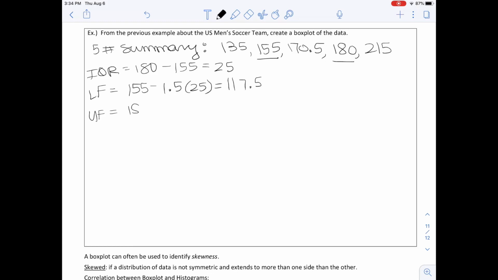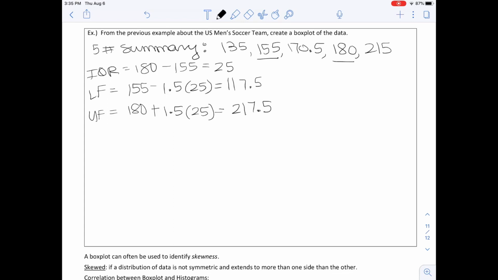Likewise, we need to calculate our upper fence. And our upper fence is going to be Q3, which is 180, plus 1.5 times the interquartile range, which is 25. And then working this out, we get 217.5.